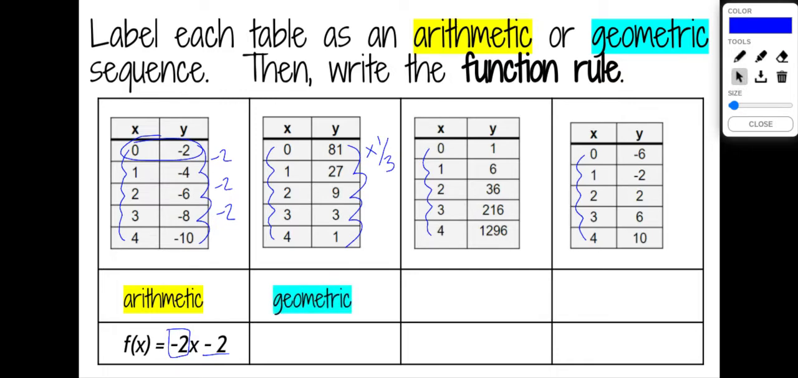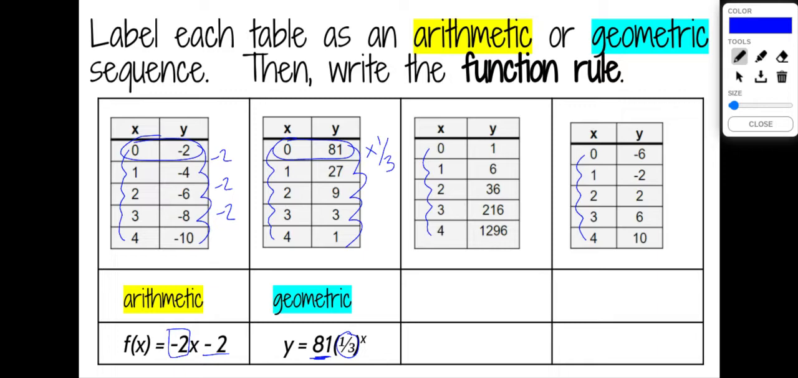So if it's geometric, we should be able to write an exponential function. So remember, that's y equals a times b to the power of x. So go back up into the table. Here's your y-intercept. You know that the pattern is times a third every single time. Can you write the exponential function for it? Is this what you had? Your 81 is your y-intercept, and it's multiplying by a third every single time.